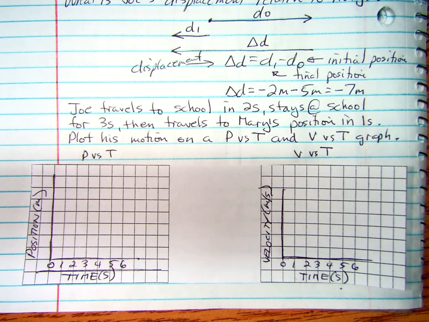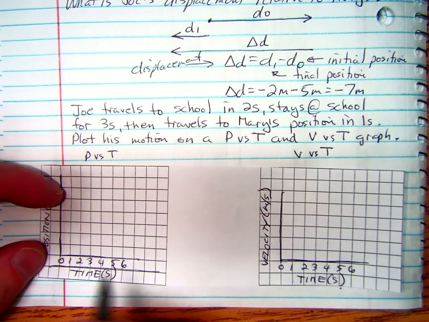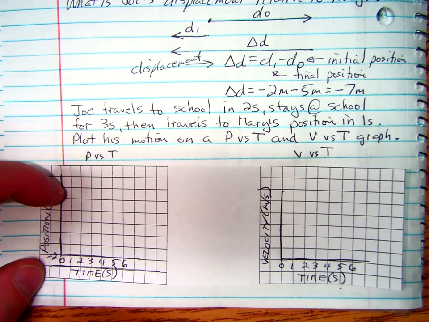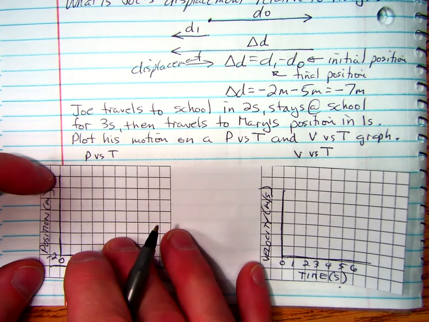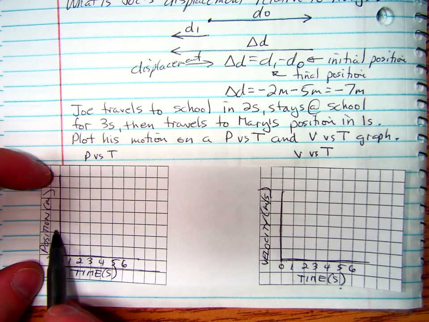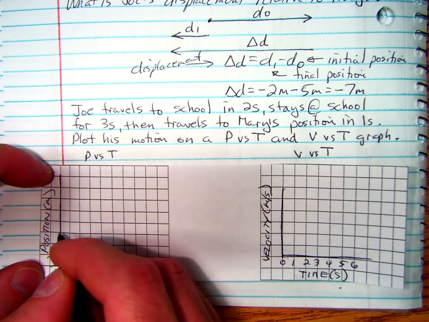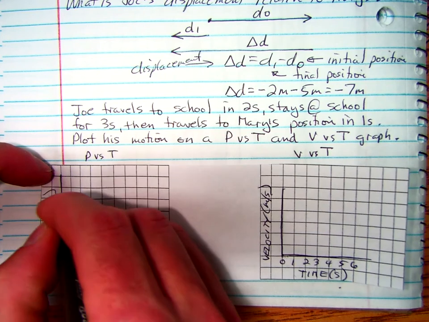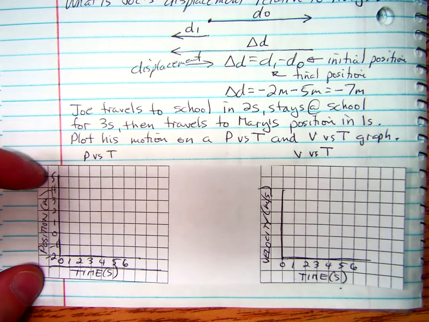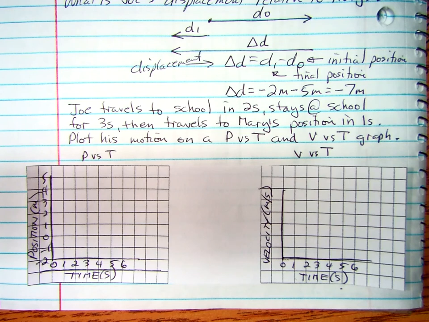Now, we know that Joe was located initially at -2 meters from previous problems. So Joe is going to start at -2, and he has to end up at 5. So if we say -2, -1, 0, 1, 2, 3, 4, 5, we have enough room. Okay? And we don't know the velocities yet, so we're going to hold off on labeling the y-axis on the velocity versus time graph. But let's plot the positions.